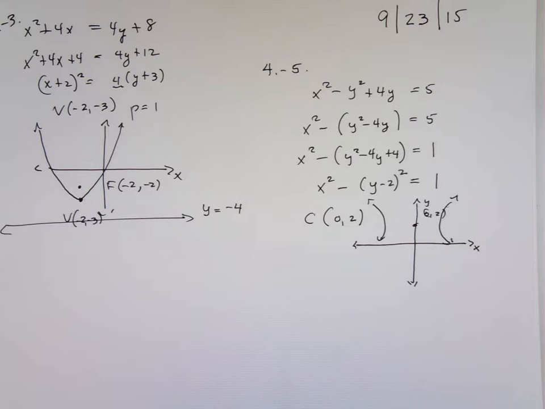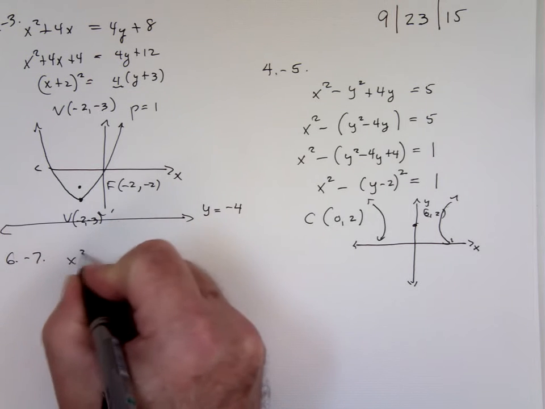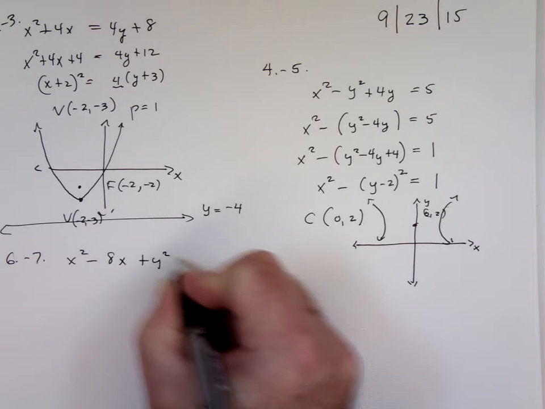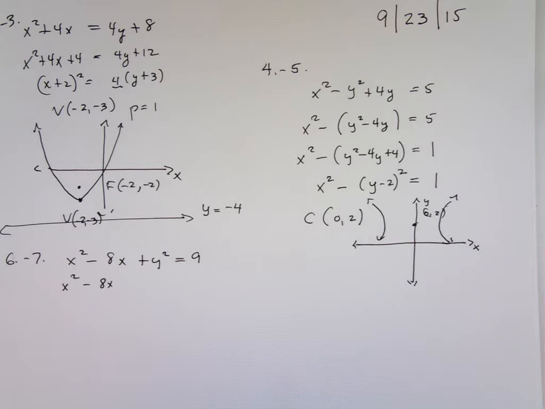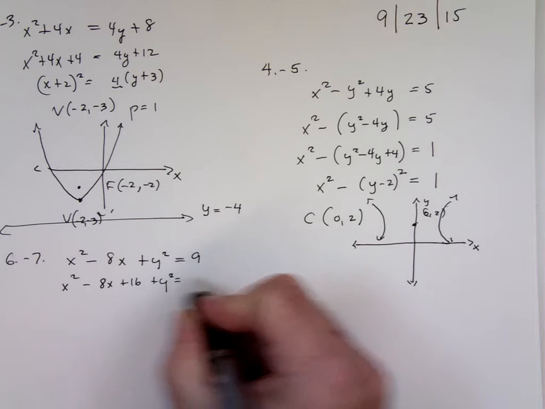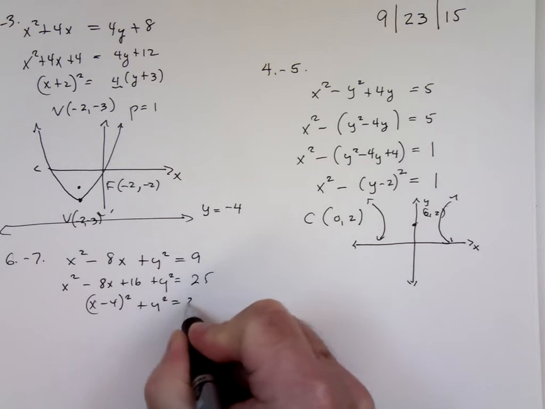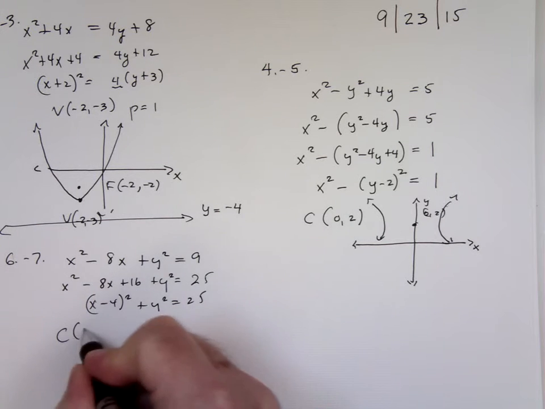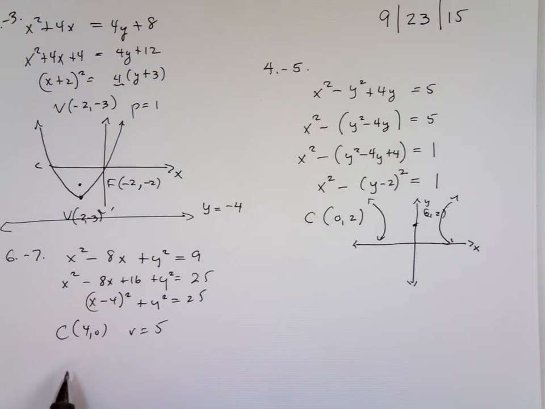Let's go on. Circle. 6 and 7. We have a circle, x squared minus 8x, y squared equals 9. Complete the square. Take half the coefficient, negative 4, squared 16. Add 16, x minus 4. You have a center of 4, 0 and a radius of 5 on this circle. Center 4, 0, radius of 5. That should be pretty straightforward.